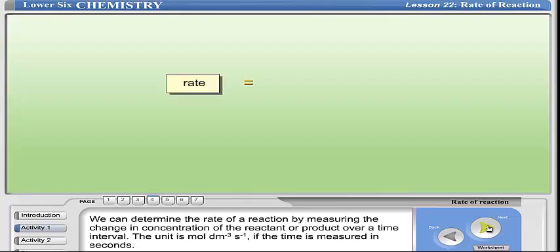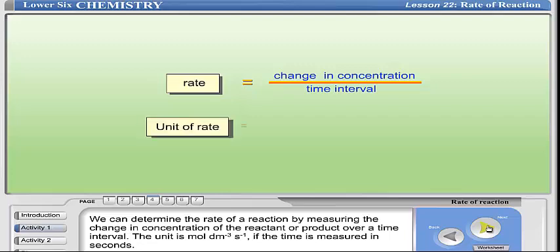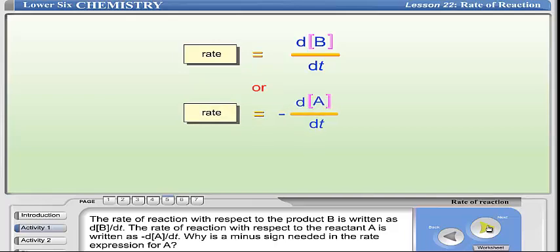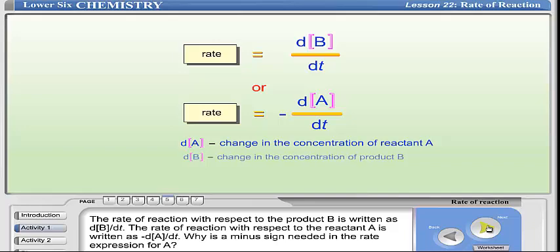We can determine the rate of a reaction by measuring the change in concentration of the reactant or product over a time interval. The unit is mole per cubic decimeter per second, if the time is measured in seconds. The rate of reaction with respect to the product B is written as dB over dt. The rate of reaction with respect to the reactant A is written as minus dA over dt.